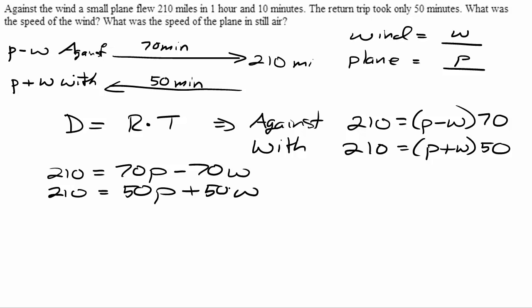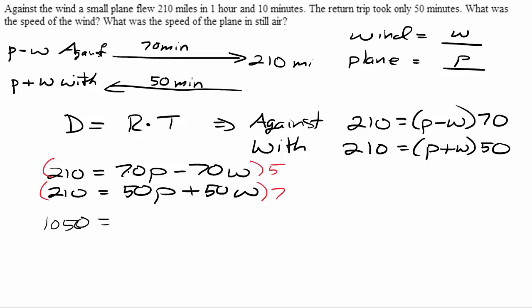So to get 70 and 50 to match, how about just multiplying the top one up here, right? So we can multiply our first equation by 5 and the second equation by 7, and then they'll match, right? So we're going to get 210 times 5, which is 1050.